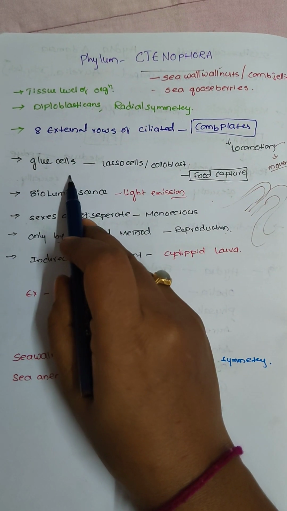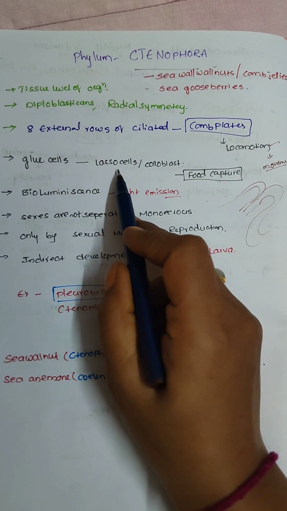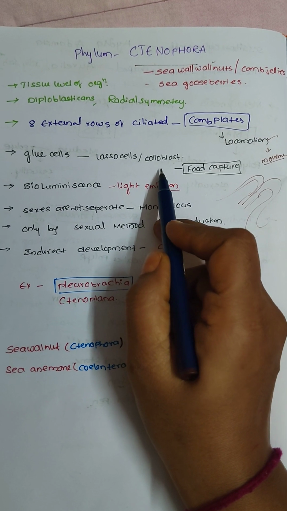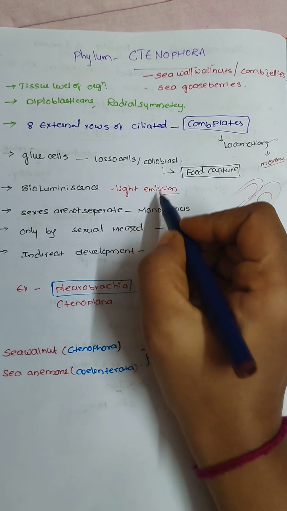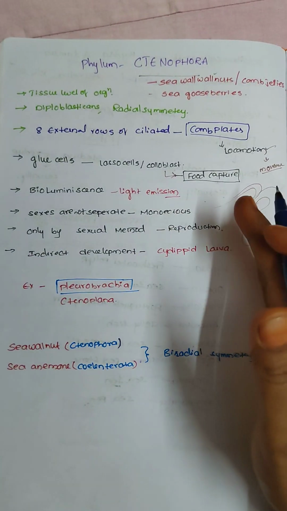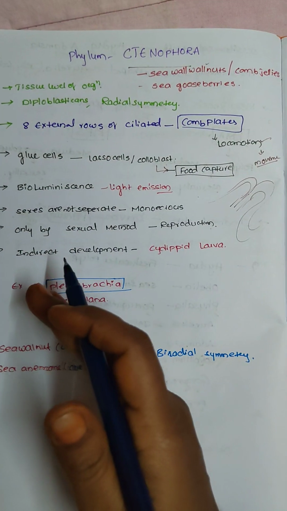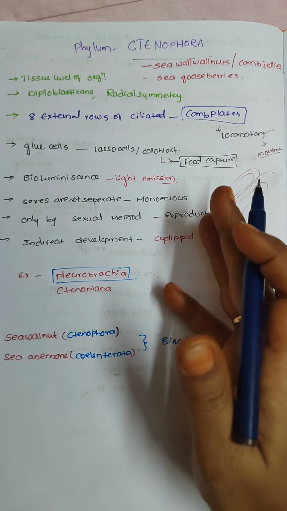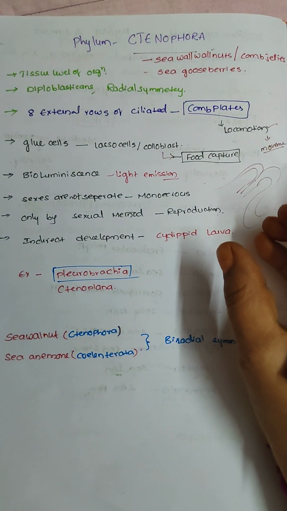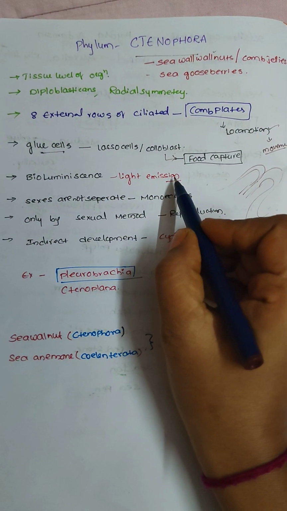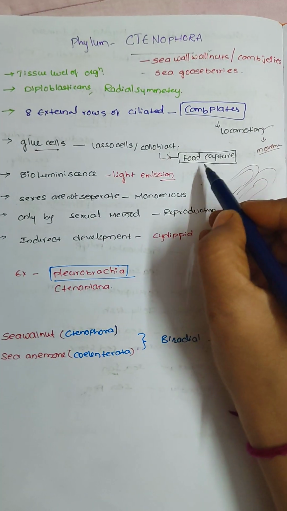And it has glue cells. They are also called lasso cells or colloblast cells. So what is the function of these cells? Food capture. In different phyla we have different types of cells. In the Cnidarians we have cnidoblast cells, cnidocyte cells for anchorage and for defense. Here we have glue cells, and the function of these cells is to capture food.